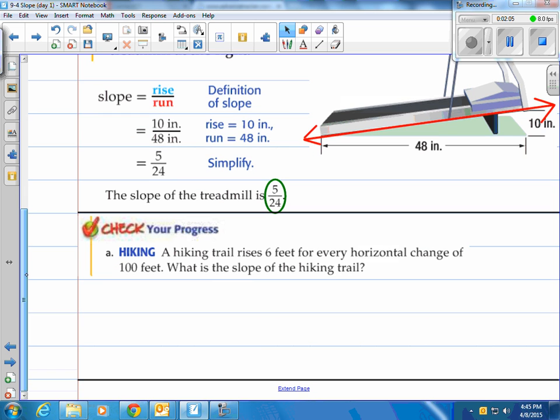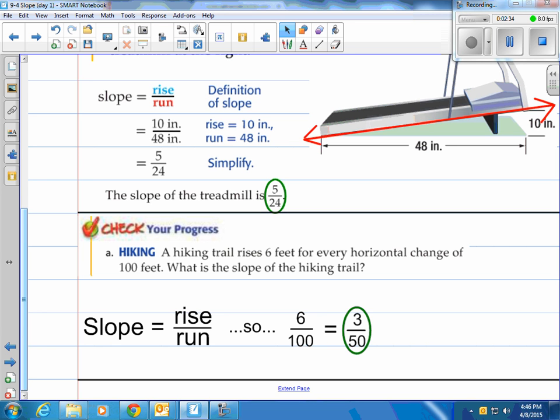All right, you give it a shot on this next example. Pause the video, come back, see how you do. A hiking trail rises 6 feet for every horizontal change of 100 feet. What is the slope of the hiking trail? Well, don't forget, slope is your rise over your run. That's the one thing you've got to memorize. So let's take our 6, which is the rise, and put it over our 100, which is our run. Now the last thing we have to do is just reduce. We're going to divide by 2 here. And the hiking trail has a slope of 3/50.